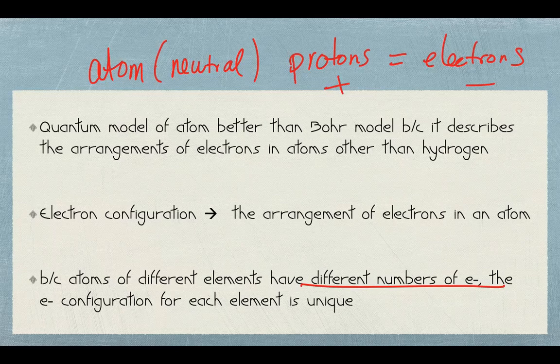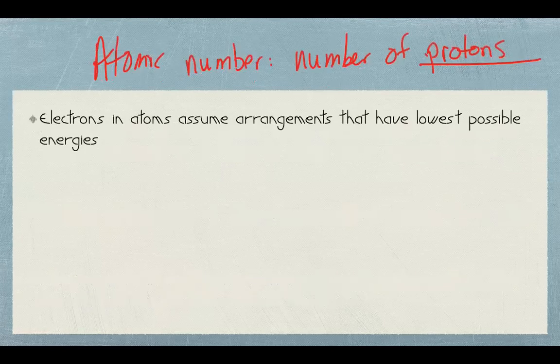Now, because every element has a unique number of protons, that means that every element as a neutral atom has a unique number of electrons as well. So every single element in the periodic table has its very own personal electron configuration. Okay, back to this slide. When we write electron configurations, it's always assumed that this configuration is the ground state. If you remember, the ground state is the lowest possible energy, when all of the electrons are at their lowest energy level.